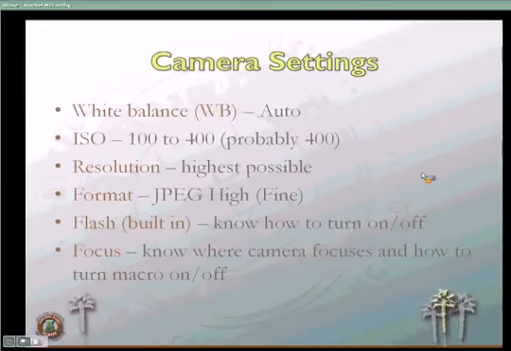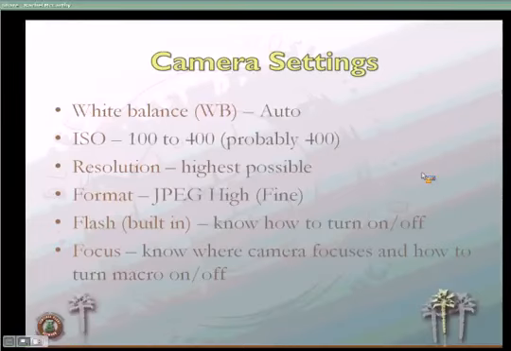ISO, or International Standards Organization, refers to the speed of the sensor in your camera. That determines how much light is necessary to make an exposure. A lot of the point and shoot cameras and some digital SLR cameras have an auto setting for ISO, and that's the way it is when it's shipped. I would generally like to do things manually, though you could leave it on auto and you probably won't have any problems. I generally set it somewhere between 100 and 400. Usually 400 is a good average setting for the ISO.